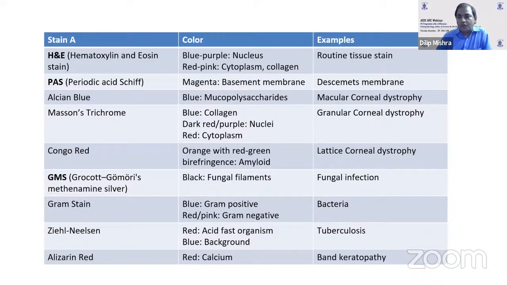Before that, I want to highlight which stains I use for corneal disease diagnosis. First is the routine hematoxylin and eosin stain, then PAS stain, periodic acid-Schiff, Alcian blue, Masson's trichrome, Congo red, and GMS, that is Grocott-Gomori's methenamine silver stain, for the fungal filaments, Gram stain, AFB stain, and calcium stains, alizarin red or von Kossa stain. I use these stains mostly in my lab.